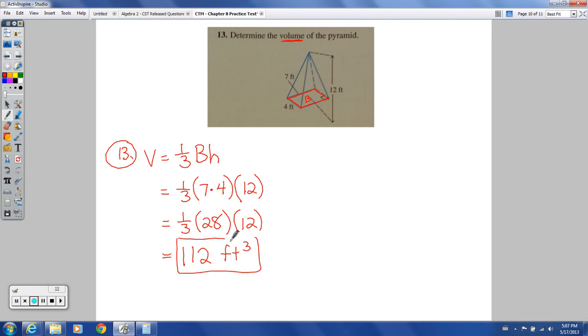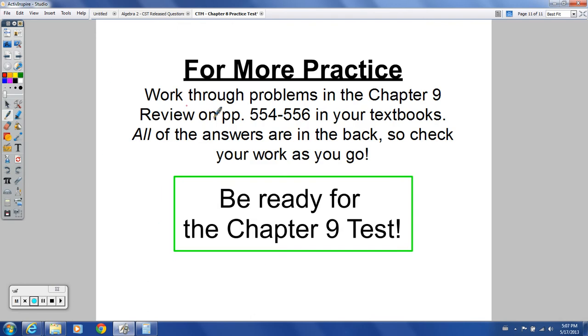And then just one more reminder about this. If you go to the problems on these pages here, 554 to 556, if you're one of my CTM students, you look in your textbook, check those out. If you feel like, I kind of understood what you did there, Mr. Wagner, but I feel like I need some extra practice, go to those pages, check them out, try them. All the answers for those, even the evens, even the evens are in the back. Yes, it's true. Even the evens will be found in the back as well as the odds. So check your work as you go. If you want to try those for extra practice, be ready for that Chapter 9 test coming up soon.